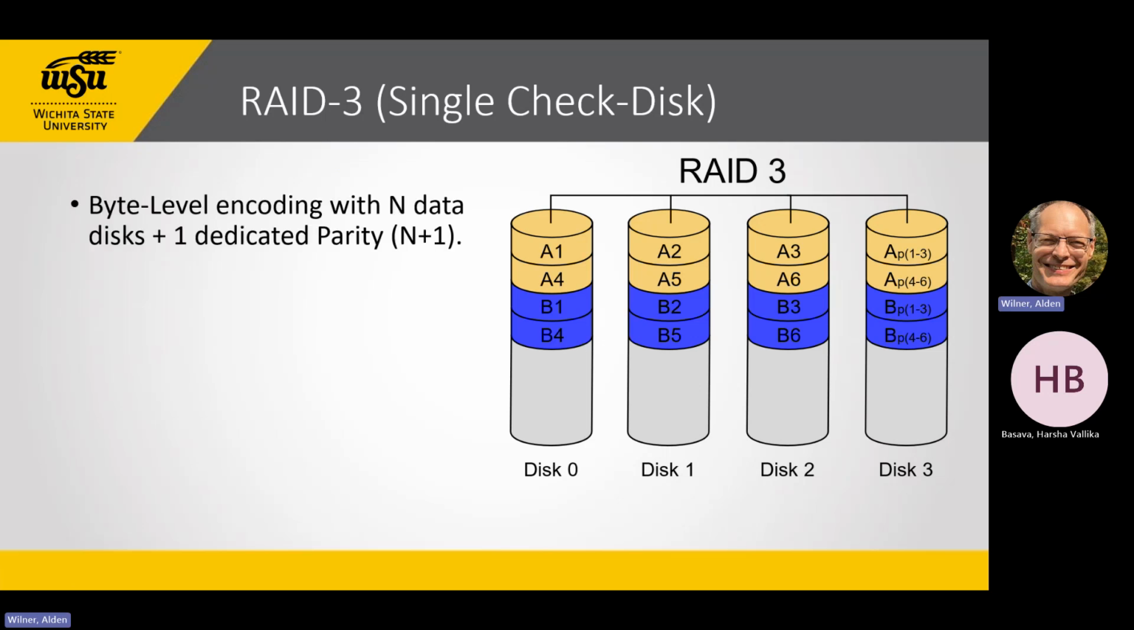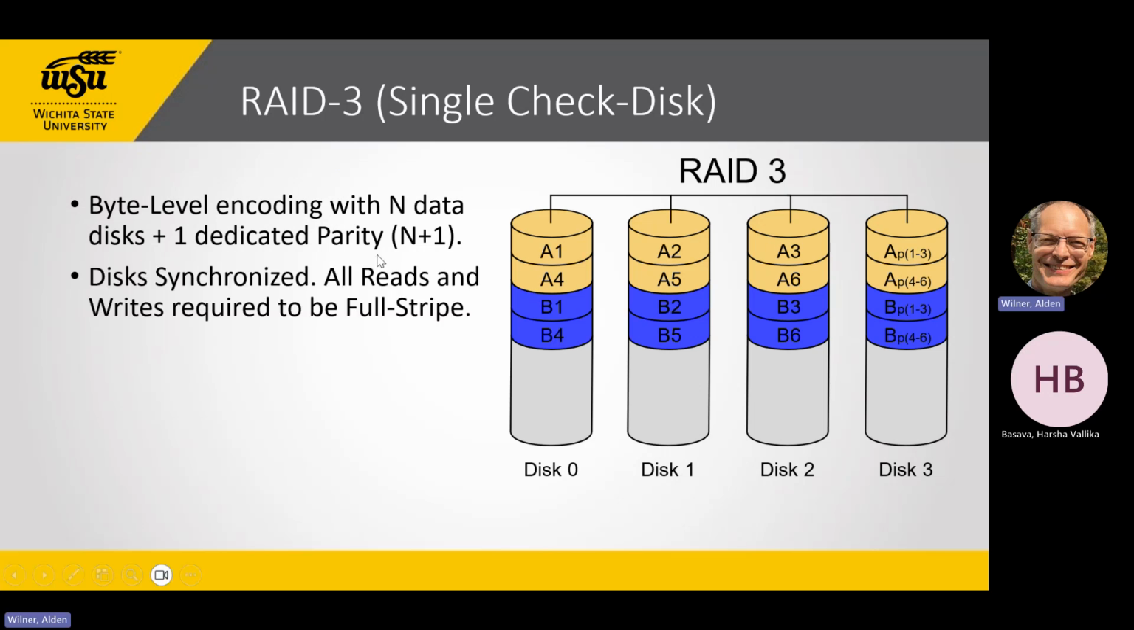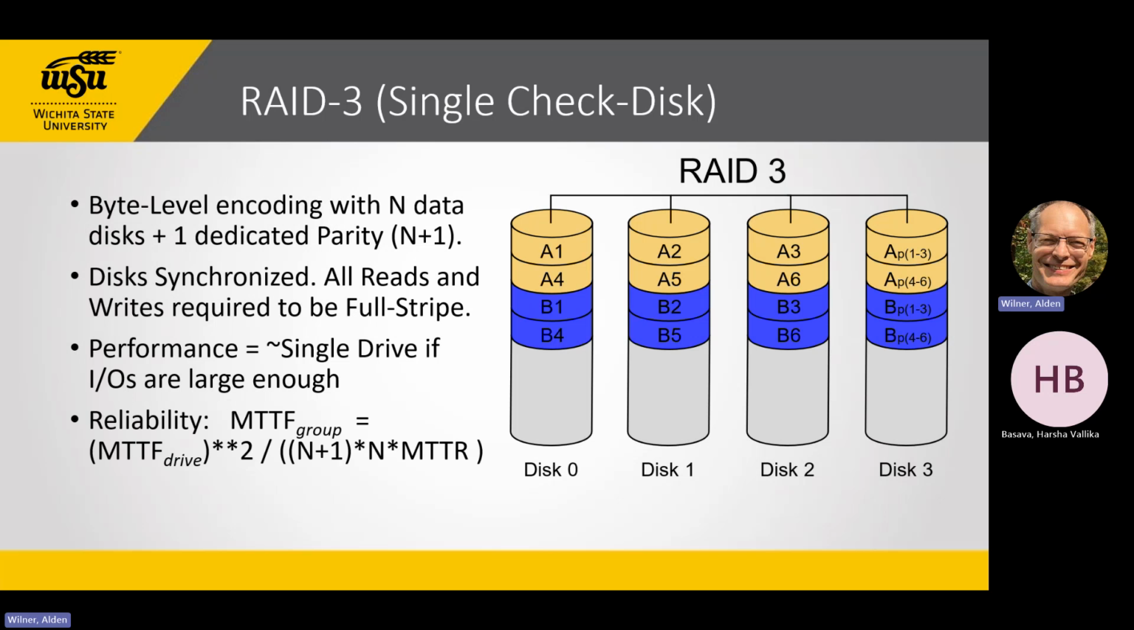RAID 3 has a single check disk. This is a byte level encoding with n data disks and 1 dedicated parity. The disks are synchronized. All reads and writes are required to be full stripe. Performance is about that of a single drive if the IOs are large enough. The reliability, the mean time to fail, we have to fail 2 drives. We have to fail any one of these drives and any second drive before we repair the first one. That's when we would expect to see the whole thing fail.